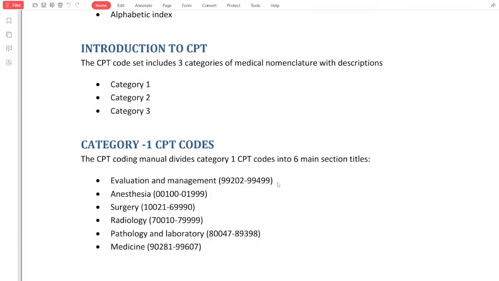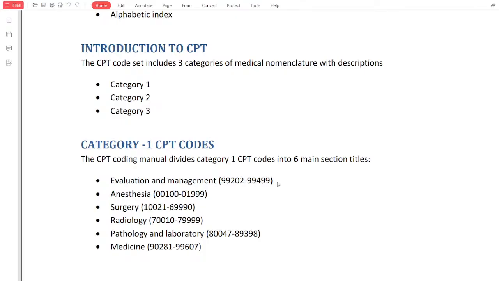Anesthesia is related to sedation. Before the surgery, the physician puts the patient under anesthesia. The physician gives the patient anesthesia. So this type of code is included in the anesthesia section.